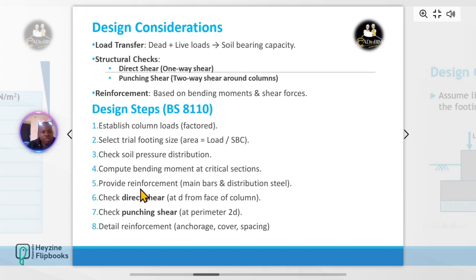So we'll be looking at all these with real life examples, and then provide reinforcement as the main bars and distribution bars. Check direct shear at D from the surface of the column. Check punching shear at the perimeter, that's 2D. And then detailed reinforcement, anchorage, and cover spacings. So these are the design procedure of a pad foundation.